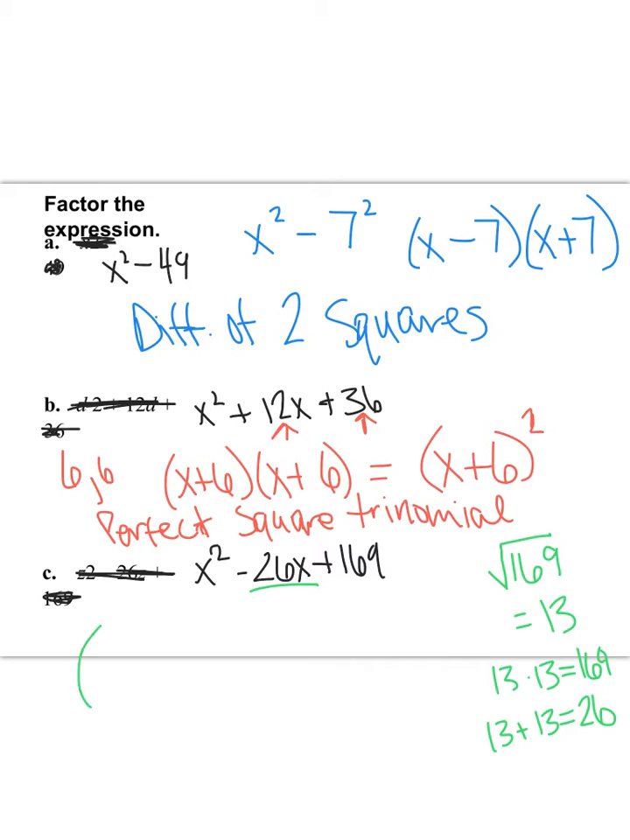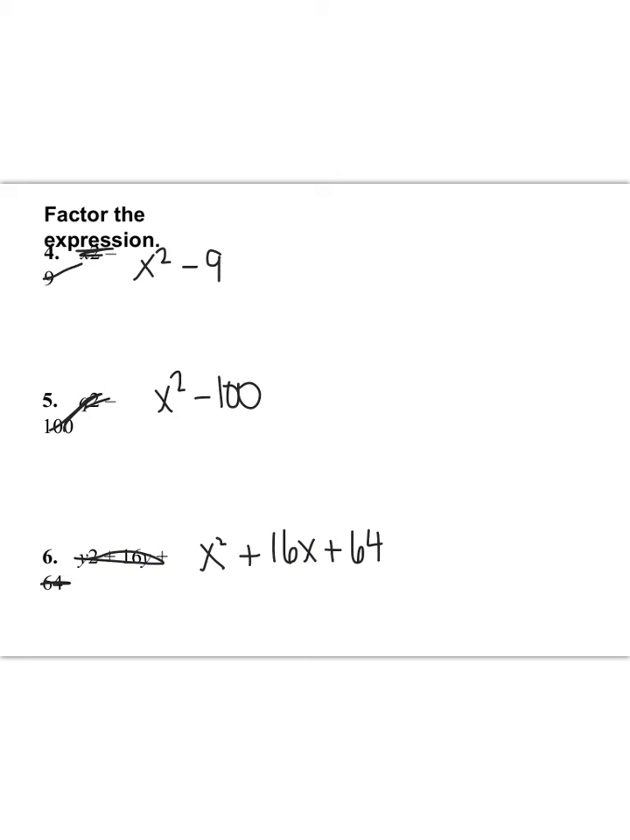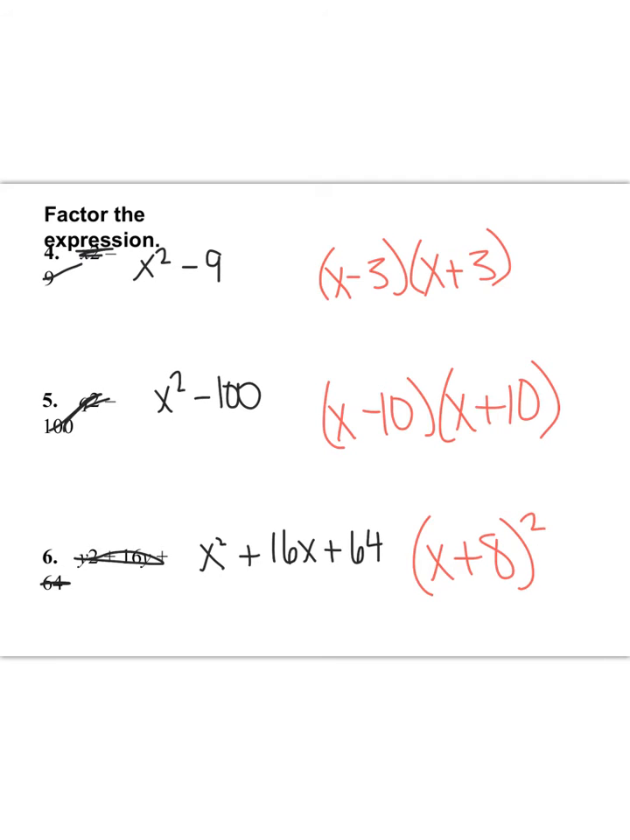So that tells me that we're going to have x minus 13 and x minus 13, right? Because we want a negative 26 and a positive 169. And simplifying this further, that's going to give us x minus 13 squared. So yep, it was a perfect square trinomial. Now, I would like for you to try and factor these expressions on your own. And hopefully you were able to get the right answer.